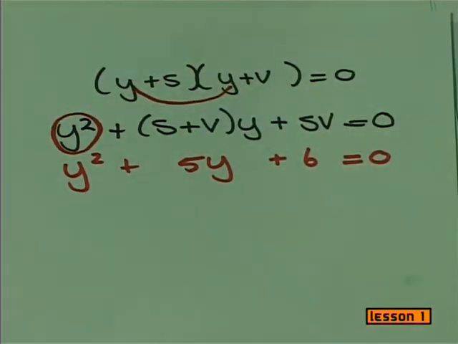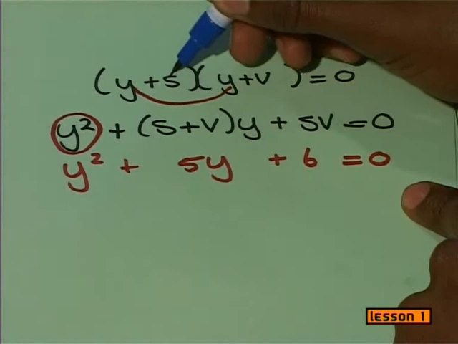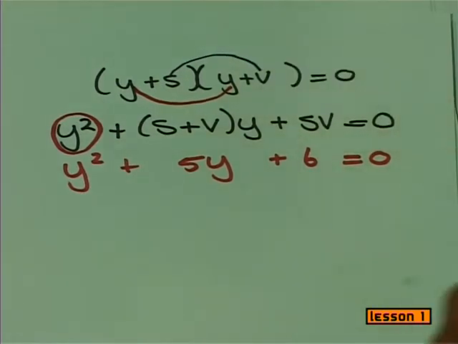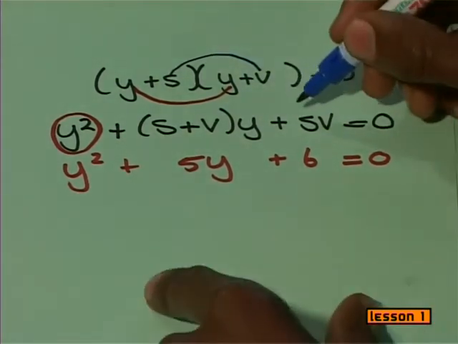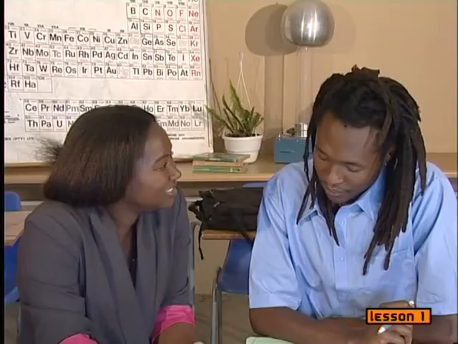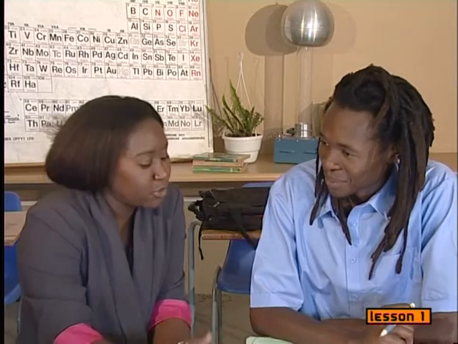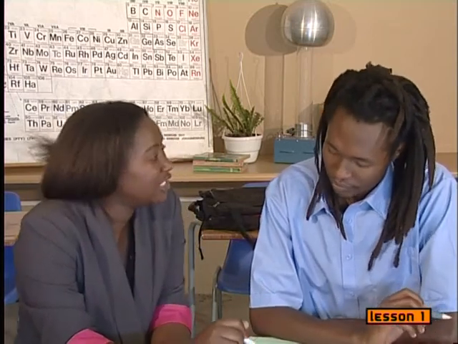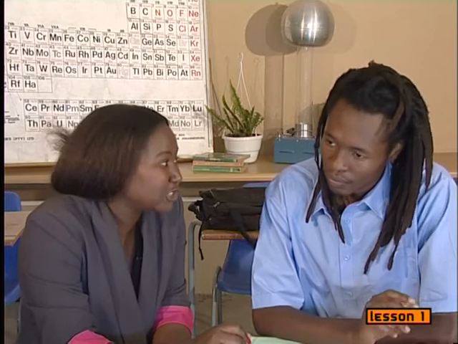The last term is SV, and we have an S in this bracket and a V in this bracket, because they are the factors of SV. Good, Deboho. So we are saying that in order to factorize a trinomial, we need to know the factors of the first and the last terms.